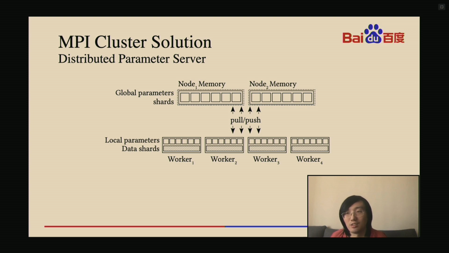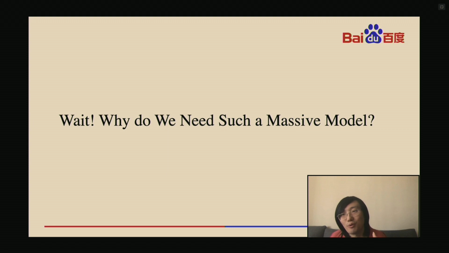It looks like it is not so fast since we have pretty much communications. But we have to do this since we need to put all those parameters in memory, and we need many machines with CPUs to do the training computations. But there's a very straightforward question: why do we need such a massive model? Why do we need that 10 to the 11 number of dimensions?